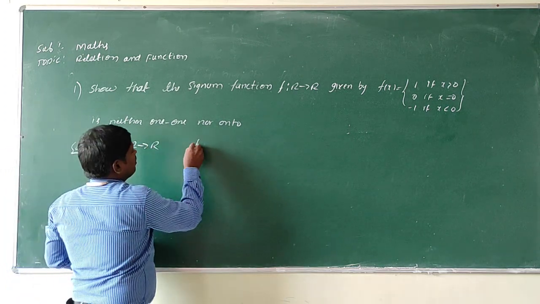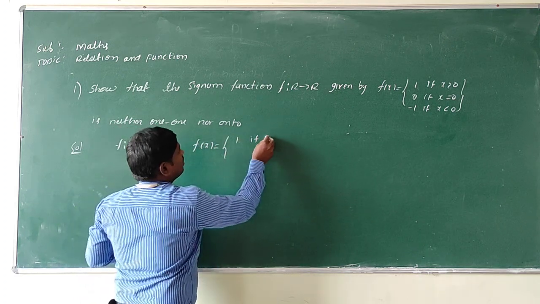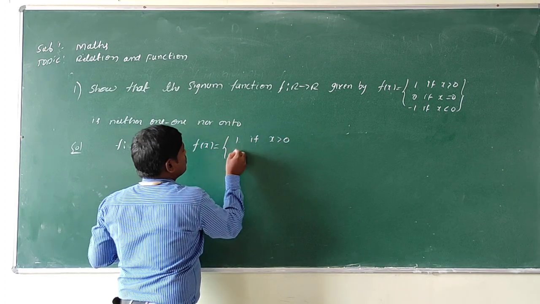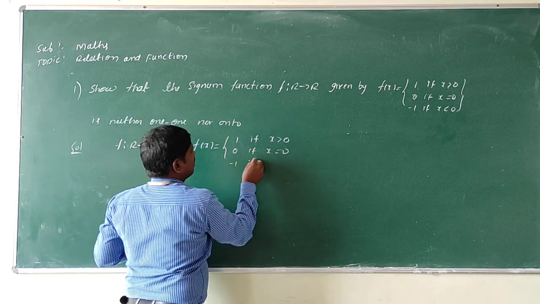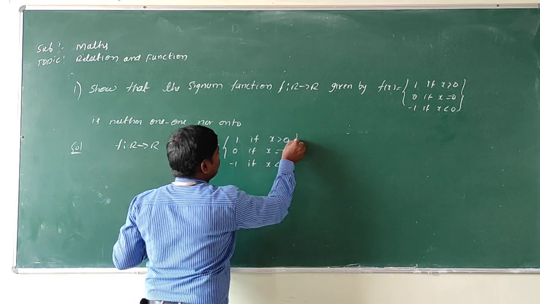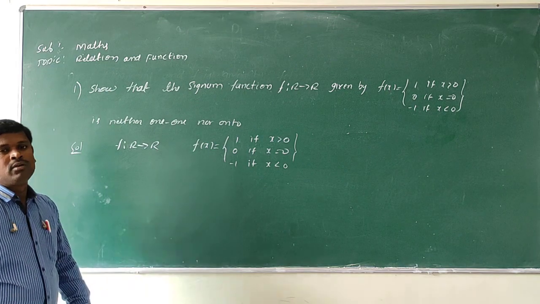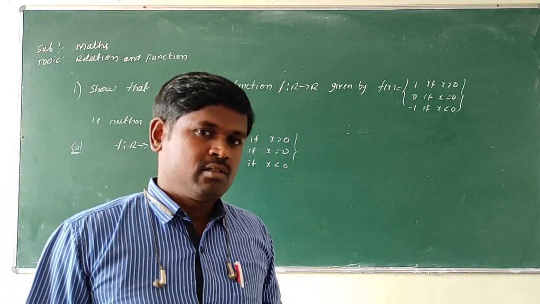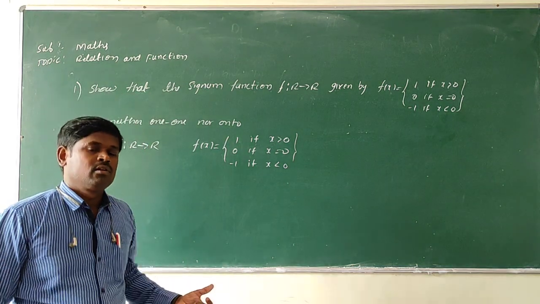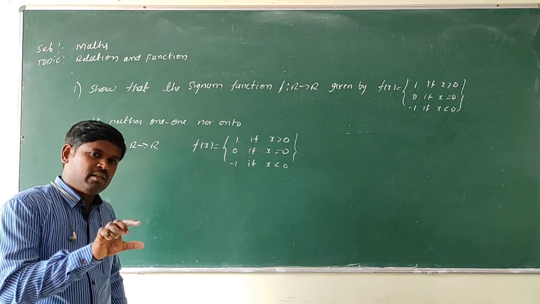And define f of x equal to 1 if x is greater than 0, 0 if x is equal to 0, minus 1 if x is less than 0. We have to verify whether it is 1-1 or not, or show that it is not 1-1. What is the definition of 1-1? Different elements of A have different images.